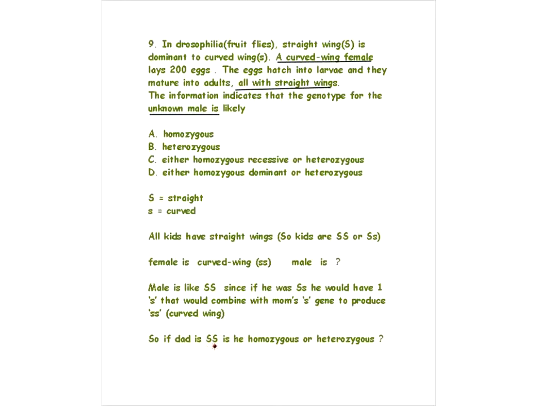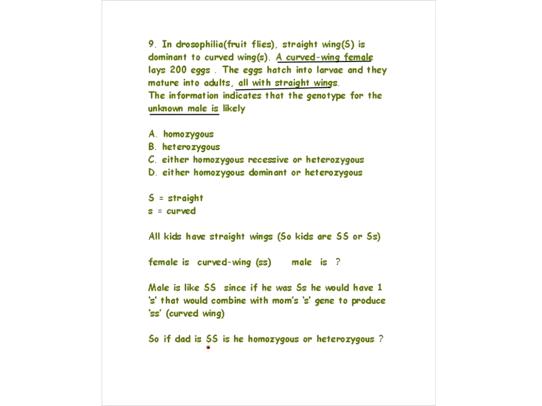So now that we know the dad has two capital S's, the question says, what is he likely? Is he homozygous, heterozygous? Is he either this or that? Well, remember what homozygous and heterozygous mean? Homozygous means that you have two traits the same, or two genes the same, I should say. So for instance, big S big S would be homozygous. Two small s's would be homozygous. But if you're looking at big S, little s, that's heterozygous.